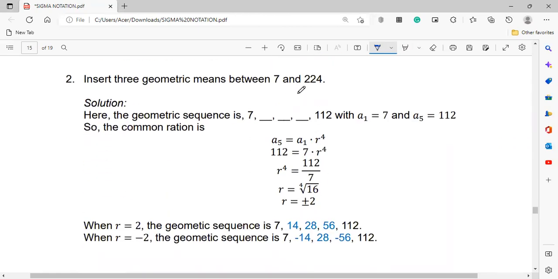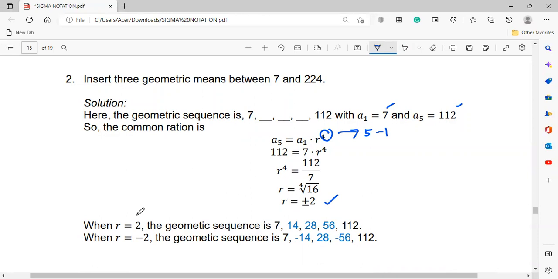Insert three geometric means between 7 and 112. So the geometric sequence is 7, three blanks, and 112, with the first term 7 and the fifth term 112. So to get the common ratio, substitute a sub 5 is equal to a sub 1 times r raised to 4. Yung 4 na yan ay nanggaling sa 5 minus 1 because we have the fifth term. So r raised to 4 is 112 divided by 7. R therefore is positive or negative 2. So dalawang posibilidad na maging common ratio natin.